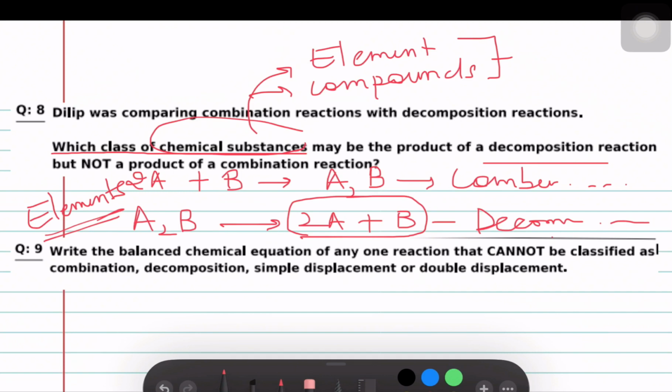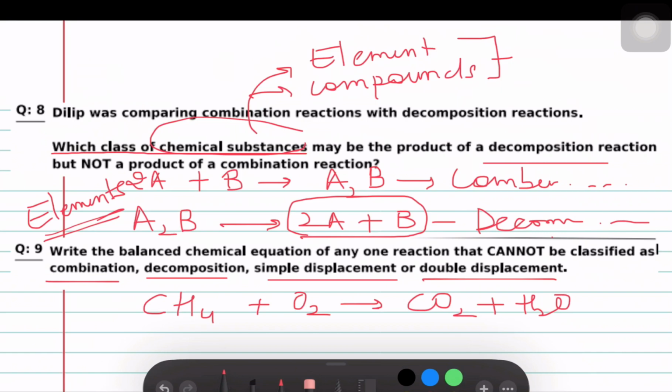Moving on, write the balanced chemical equation of any one reaction that cannot be classified as combination, decomposition, simple displacement or double displacement. Now here, what else is not given? Redox is not given. What else can you write? You can write even combustion. See, if we take methane and combine it with oxygen, it gives you carbon dioxide and water. It does not fall into any of these categories, right? So this is one of those reactions. Let's move on.